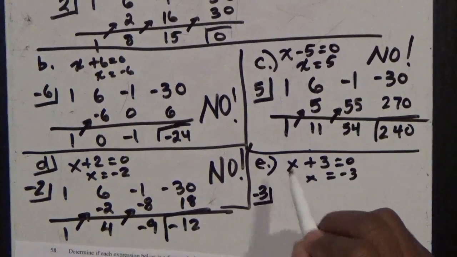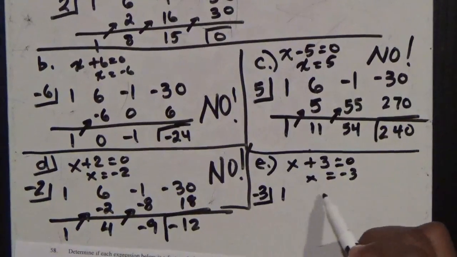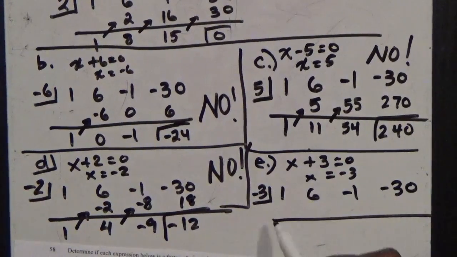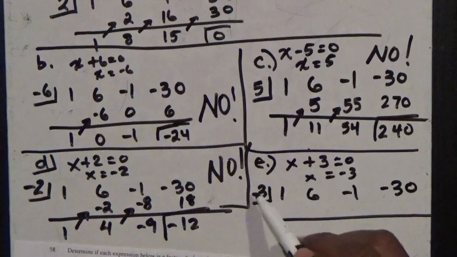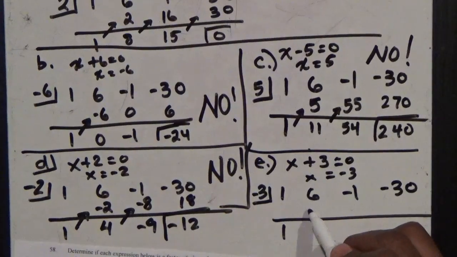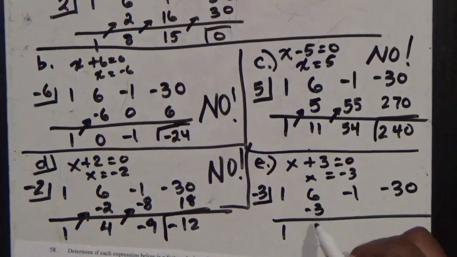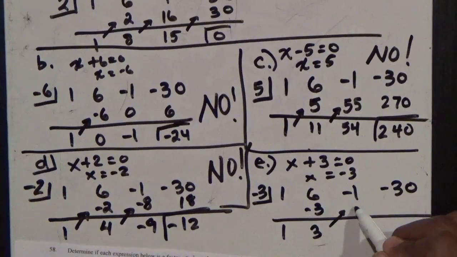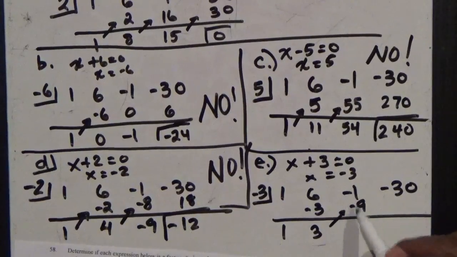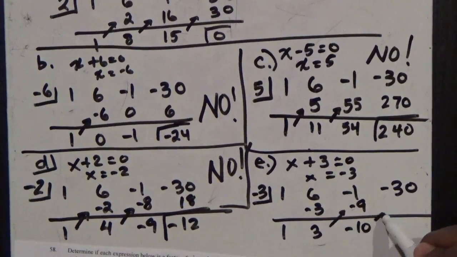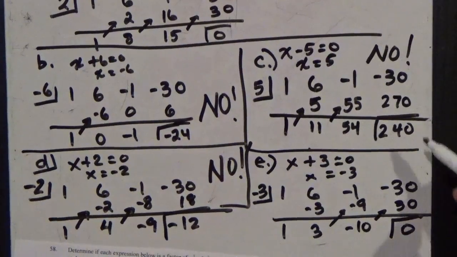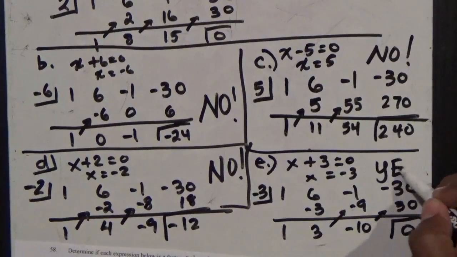All right, my coefficients again from the beginning were 1, 6, negative 1, negative 30. Bring down the 1. Multiply by negative 3, that's negative 3. Add, that's 3. Multiply by negative 3 again, that's going to give me negative 9. Add, that's negative 10. Multiplied by negative 3, that gives me 30. And I get 0. Yes. So this one's a yes.